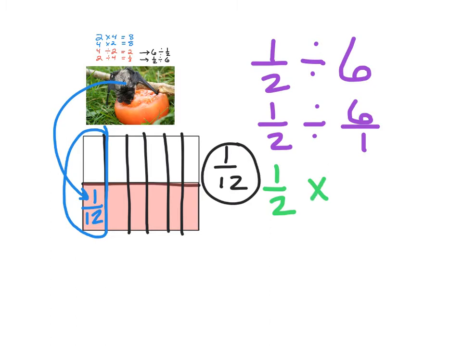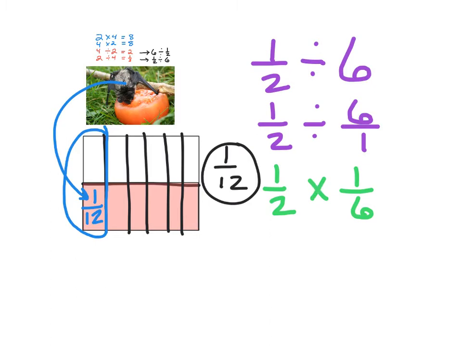So you multiply the reciprocal. Now the reciprocal is this fraction flipped upside down. So instead of 6/1, you'll have 1/6. So let's go ahead and do that. So 1/6, and that is called multiplying the reciprocal.